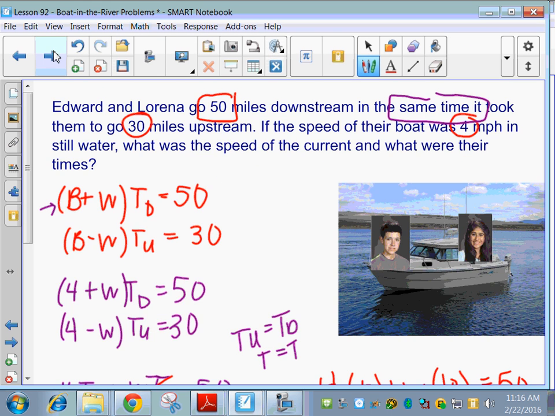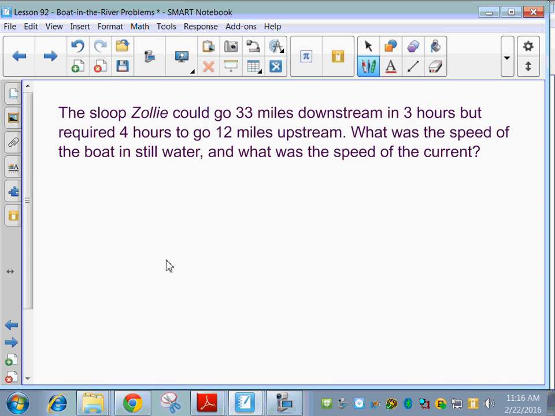Okay, good. The sloop Zolly, that's a boat, could go 33 miles downstream in 3 hours, but required 4 hours to go 12 miles upstream. That makes sense, right? It takes less time. What was the speed of the boat in still water, and what was the speed of the current?